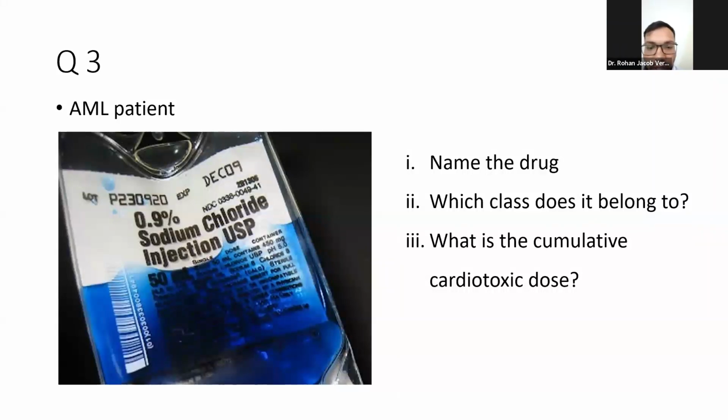Mitoxantrone, it's an anthracycline. Both of you are correct. So go to the next slide. The cumulative cardiotoxic dose, Dr. Rohan? More than 140 to 150, sir. Okay, fine. Go to the next slide. What is the normal dose that we use for mitoxantrone?